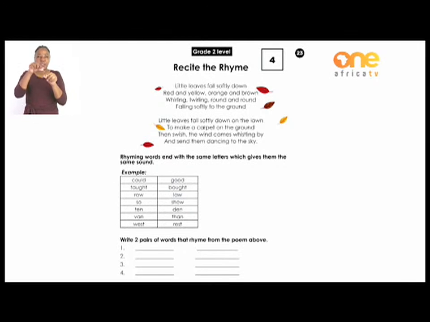I am going to read it one more time, but this time I want you to point out by yourselves the words that rhyme in the poem. Are we ready? Let's go.